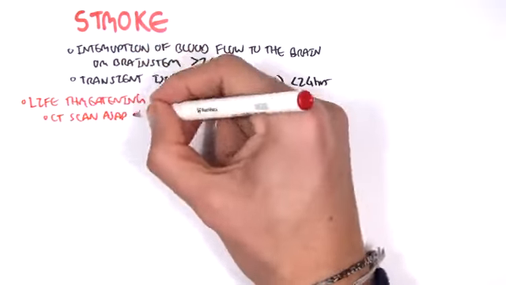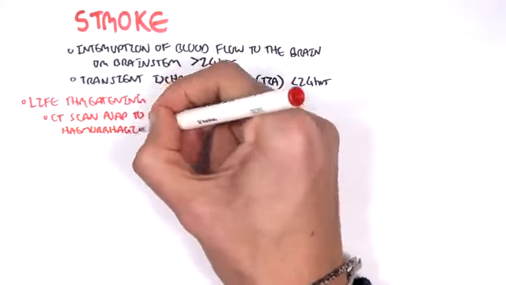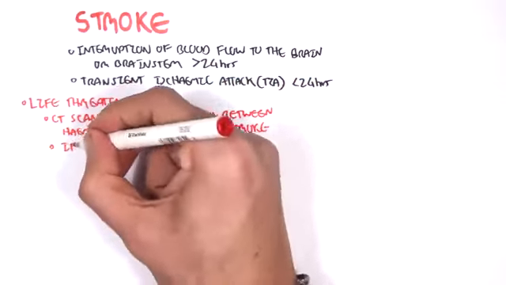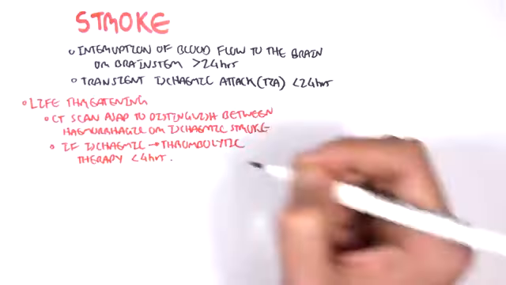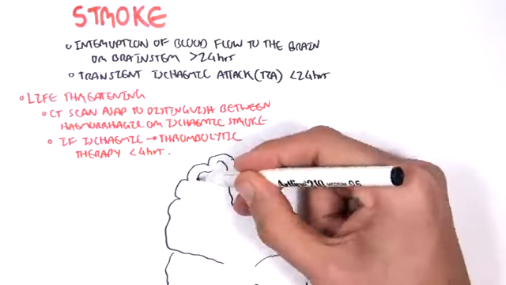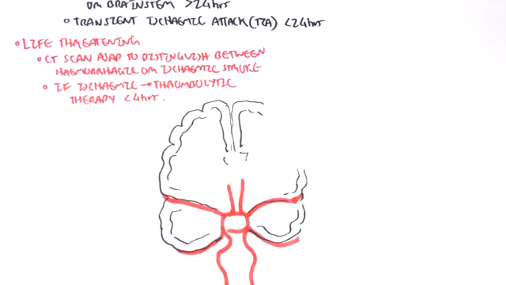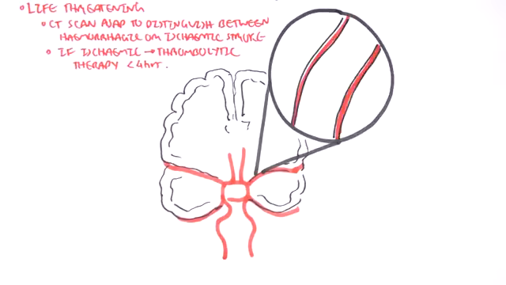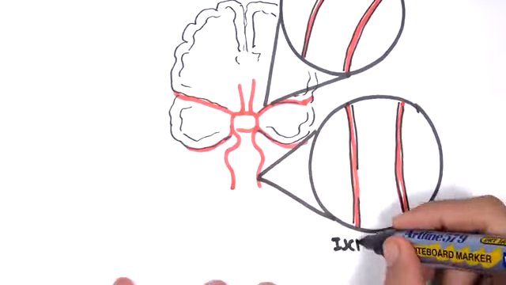A CT scan has to be conducted as soon as possible to distinguish between two types of stroke, hemorrhagic and ischemic stroke. If it's an ischemic stroke, thrombolytic therapy has to be initiated as soon as possible. Now let's talk about these two types of strokes, ischemic stroke and hemorrhagic stroke. Here I'm cutting a coronal section of the brain. In red are your cerebral arteries. Here is your middle cerebral artery we're zooming into, and this is your internal carotid that joins to the circle of Willis, forms the circle of Willis.